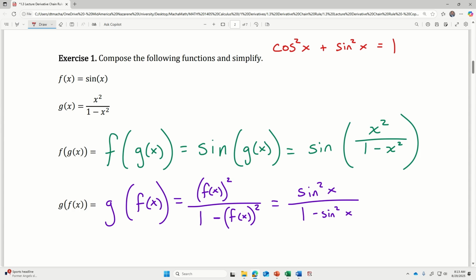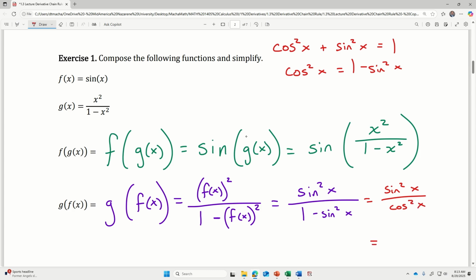So where the hypotenuse is always 1, the side lengths are cosine of x and sine of x. And so like the Pythagorean theorem says, a squared plus b squared equals c squared. Well, if c is 1, then c squared is also 1, and a and b are sine and cosine. So then, cosine squared of x is 1 minus sine squared of x after I subtract sine squared from both sides. And that means the denominator is the same thing as cosine squared.